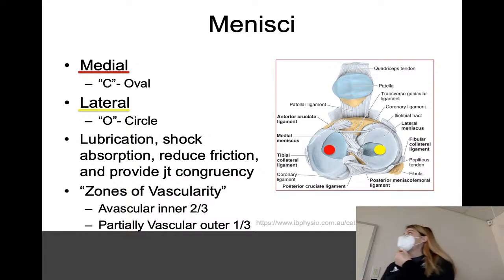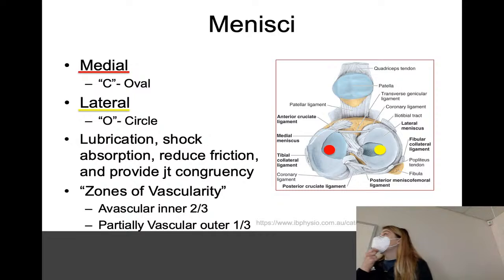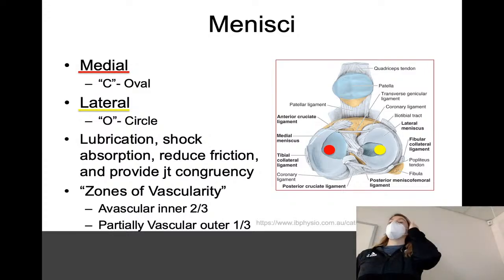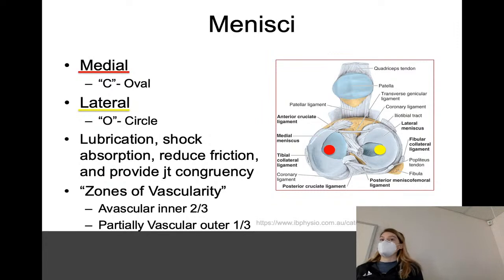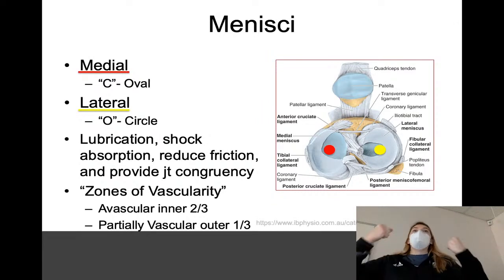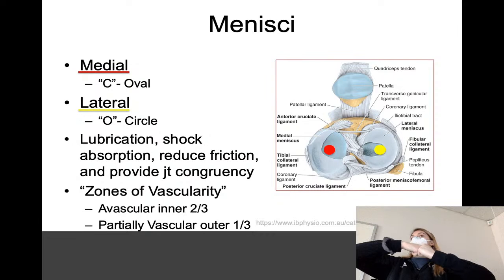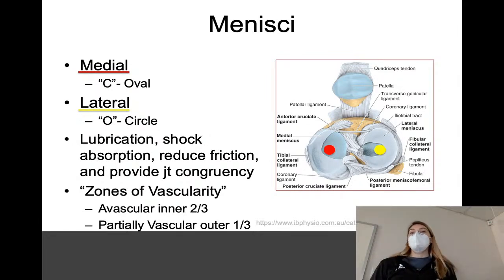So what's the purpose of your menisci? So they sit in between your femur and your tibia. They provide lubrication to the joint, so allowing for smooth motion. They allow for shock absorption. So if you think about your body, all of your body forces and your weight is kind of going through your knees. So anytime you would land from like a jump or something, if you didn't have your meniscus, your bone would just be hitting straight bone, which would be very uncomfortable and very painful. So your meniscus sit in between to absorb that shock. They're kind of just like jelly cushions.